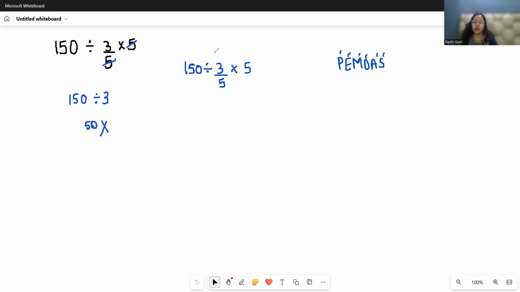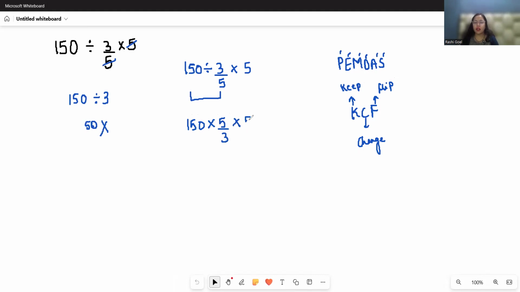So in this question, we are given division and multiplication. So first we have to solve it from left to right. So here this part, 150 divided by 3 by 5, I am going to apply the KCF rule. Here K stands for keep, C stands for change and F stands for flip. So that means keep the left-hand term, change the symbol from division to multiplication and flip the right-hand term.